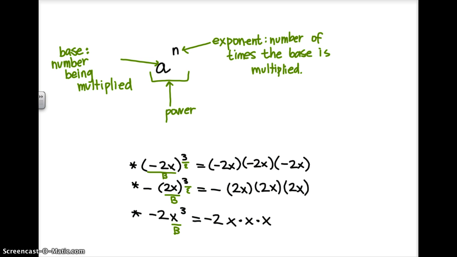Okay, lots to keep in mind. Read the problem carefully. Keep an eye open for parentheses. The parentheses kind of clued us in as to what the base was. Watch for parentheses to tell you what the base is. Here, no parentheses, so x was the only thing being raised to the 3. The 2 is on the outside. That has to do with order of operations. It has to do with exponents then multiplying.